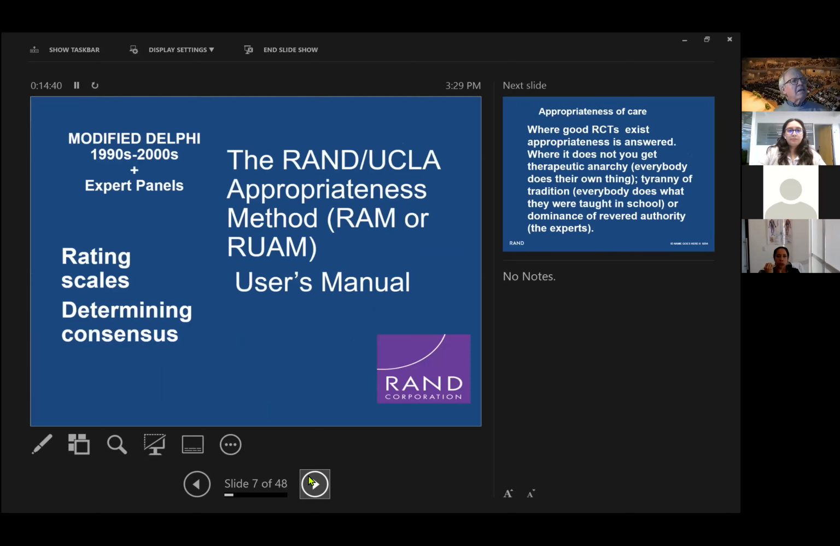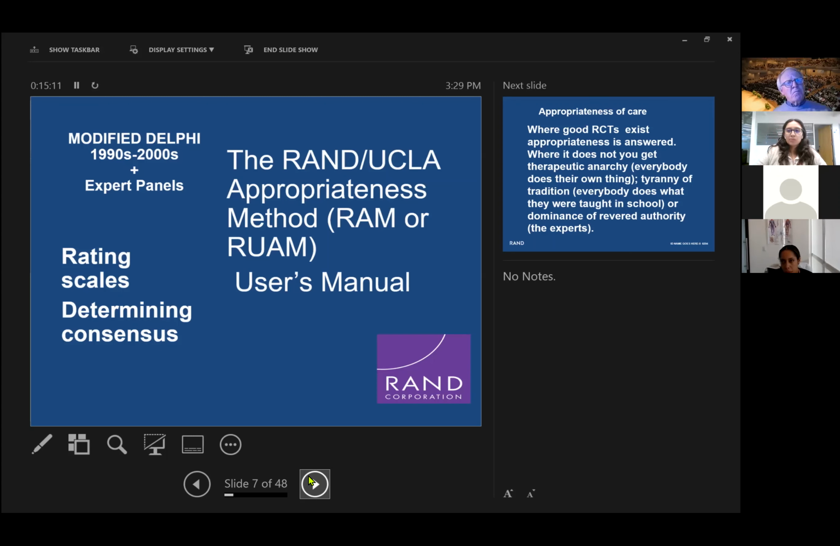Then what RAND did is it modified the Delphi process, as I told you. Not only did it get them to do it at home, it brought them in together face-to-face, and we discovered pretty quickly that face-to-face meetings get different results. And we combined it with this thing about expert panels. We also introduced rating scales that we could use to rate a procedure, about whether you thought a procedure should be used or not. And we have ways of determining the consensus, but we don't force it.